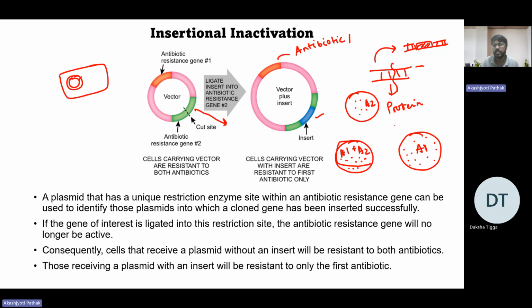Those will be our recombinant. Those will basically be our transformed colonies. Okay, those will be our transformed colonies or recombinant colonies. We can say those are our recombinant colonies. Those are the colonies which we are interested in. Okay.